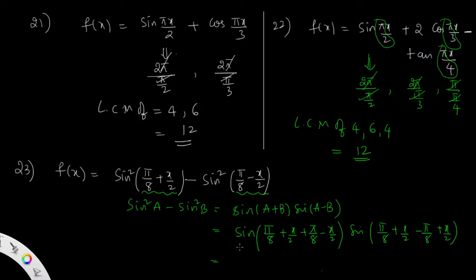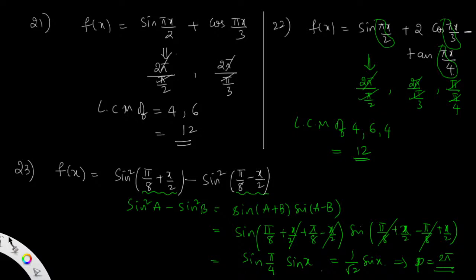Now which is equal to how much? Sine of 2 pi by 8, 2 pi by 8 nothing but sine pi by 4. X by 2 cancel. And here pi by 2 cancel. Sine of x by 2 which is equal to x. So that is 1 by root 2 into sine x. 1 by root 2 sine x, period is obviously how much, Nana? 2 pi by period is equal to 2 pi by 1. So that is 2 pi. That's all. This is question number 23.